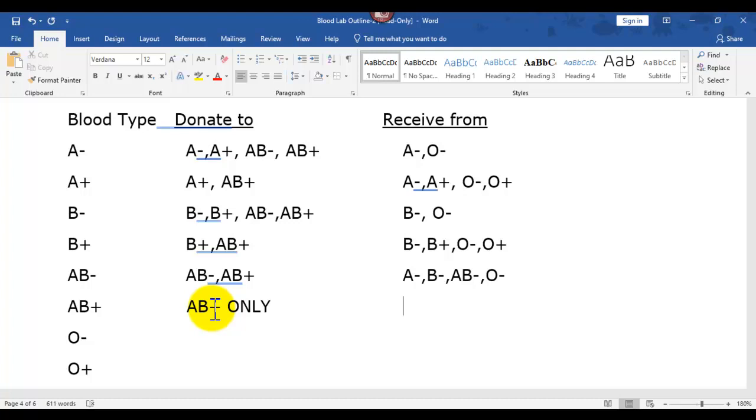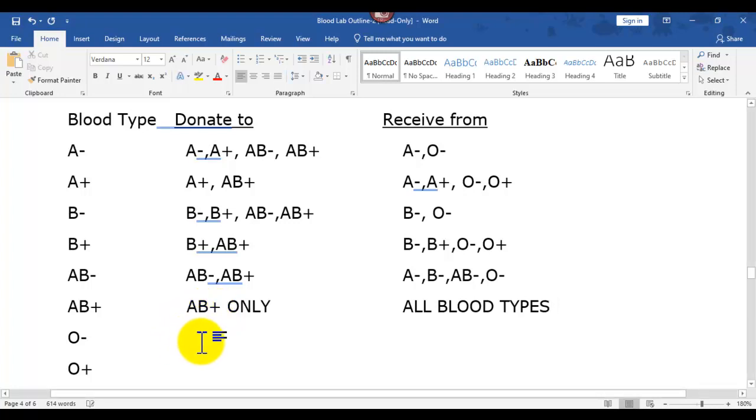If you're AB positive, who can you receive from? All blood types. They are true universal recipients. Yeah, because they're positive. It doesn't matter if you put the negative into their blood, and the positive, their immune system's already seen the RH factor. So they are true universal recipients.